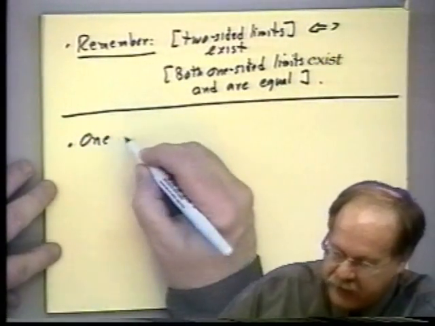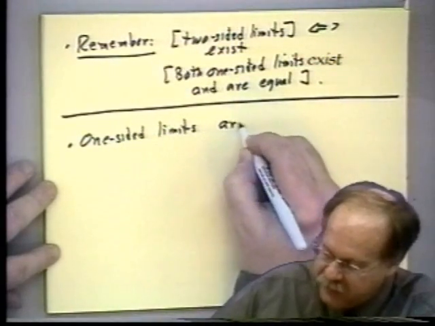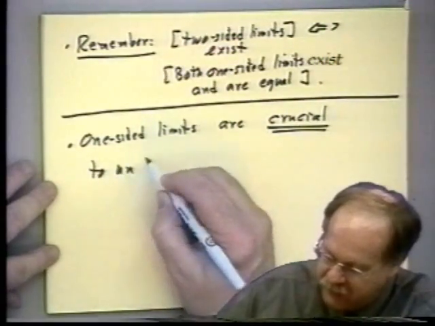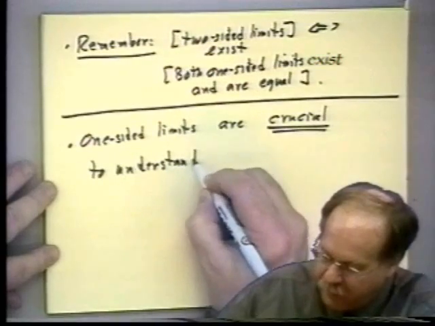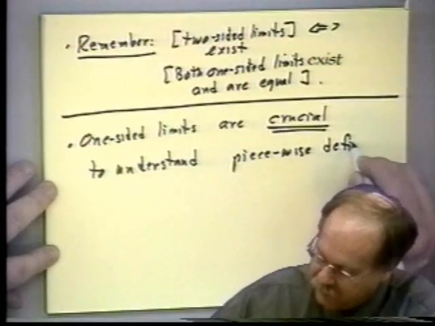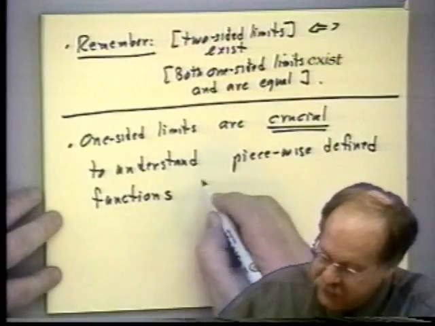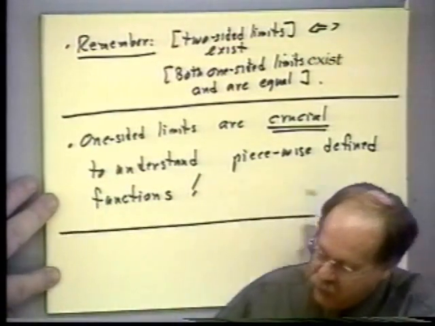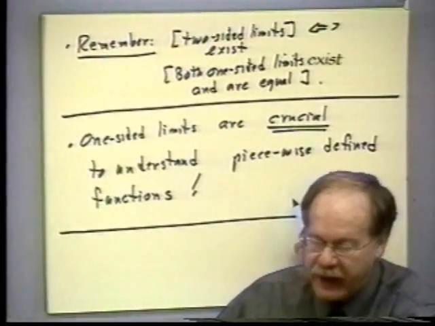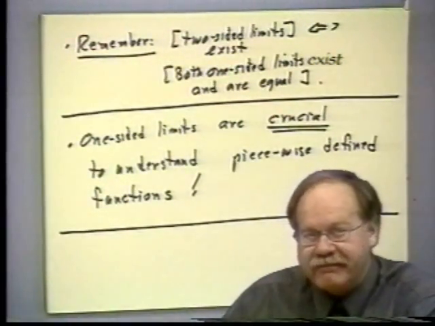Then, the other point I wanted to make here is that one-sided limits are absolutely crucial to understand these so-called piecewise defined functions. Because these functions are made up, as their name suggests, of pieces. And to understand what's happening where these pieces join or don't join is to look at the one-sided limits and draw your conclusions from that. Now we're going to stop for a moment, and then we'll do some exercises on limits.